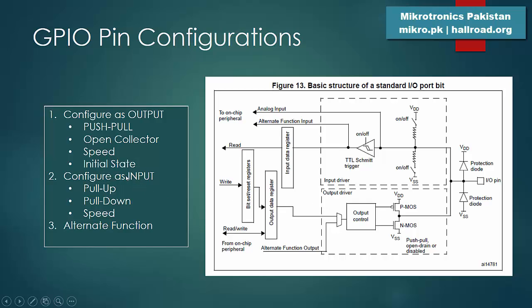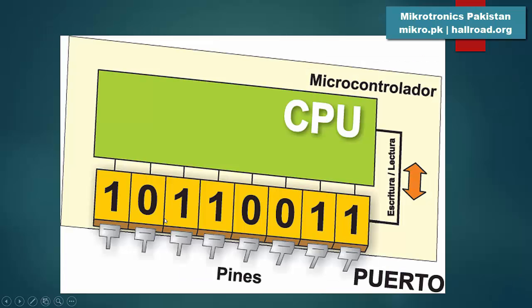Similarly, when you are talking about the input stage, each pin can have a pull up resistor or a pull down resistor. Usually we use external pull up or pull down resistors, but the microcontroller has both resistors inside it. So we can use either pull up or pull down resistors inside the microcontroller. We'll talk about the speed later on, and we have talked about the alternate functions.